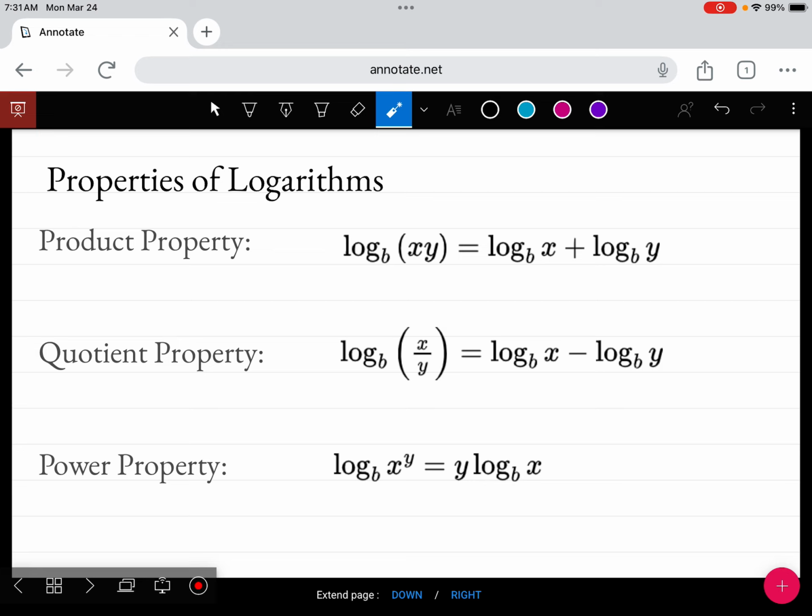Okay. So on Friday, we had our steps to expand, where we talked about how our division was going to become subtraction, our multiplication became addition, and our powers become coefficients.